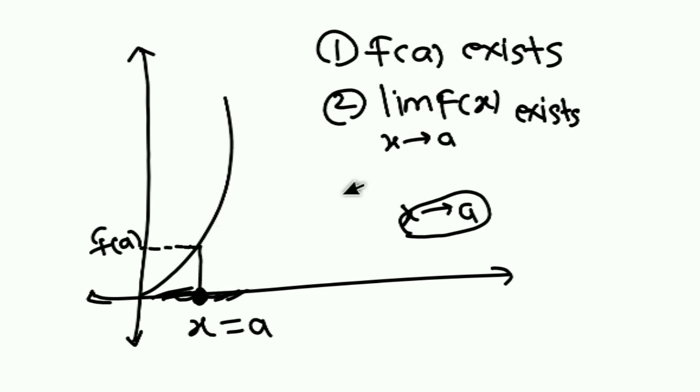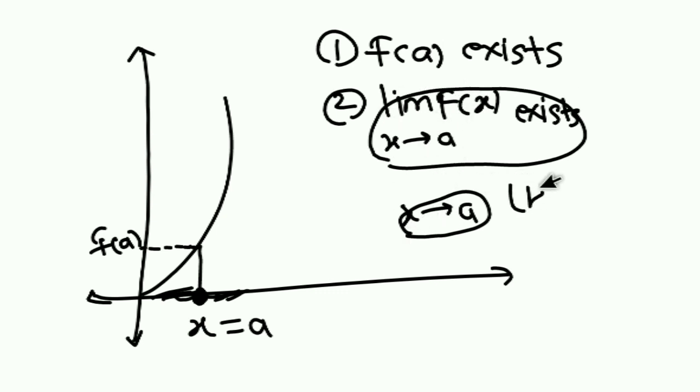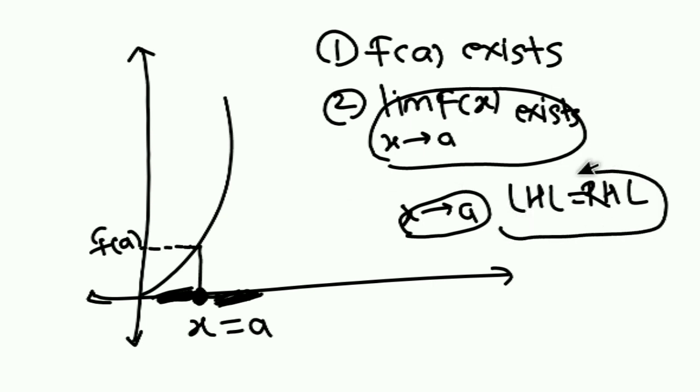If it exists, then the limit from the left hand side and from the right hand side should be equal. What does it mean? When we go from the left hand side towards A, the value that comes should be equal to the limit value when we are going towards this point from the right hand side. So the left hand limit should be equal to the right hand limit.